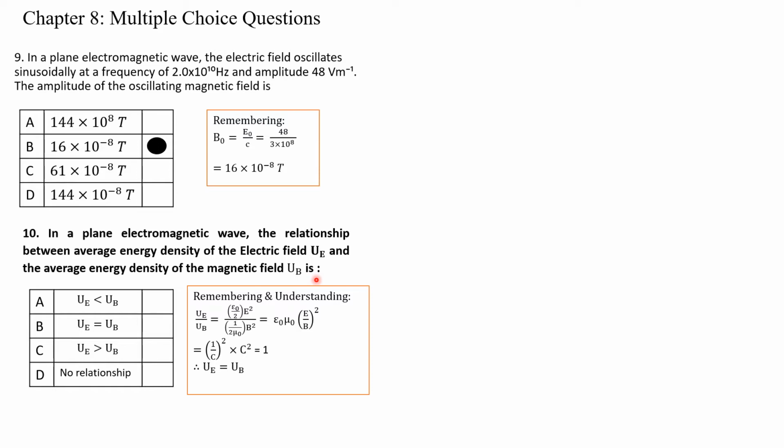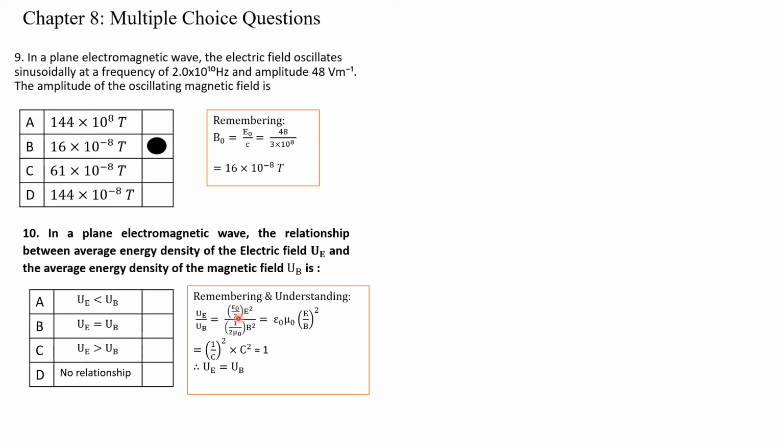So here once again we have to find the relationship and calculate the values. We have to recollect the formula: UE by UB in a plane electromagnetic wave, given by substituting E naught, the electric field, divided by 2 into E square, divided by 1 over 2 mu naught B square.